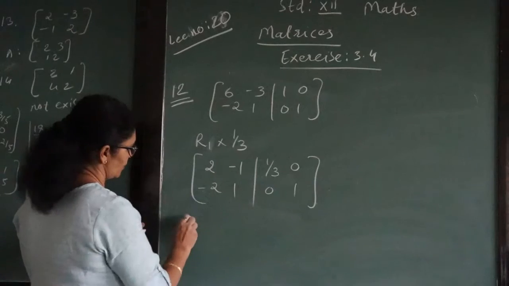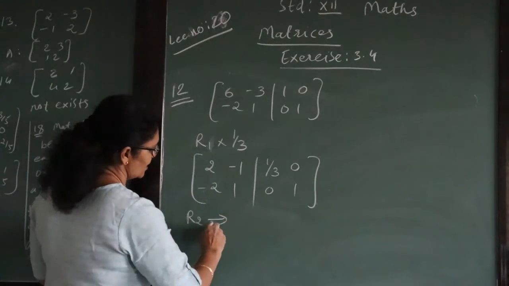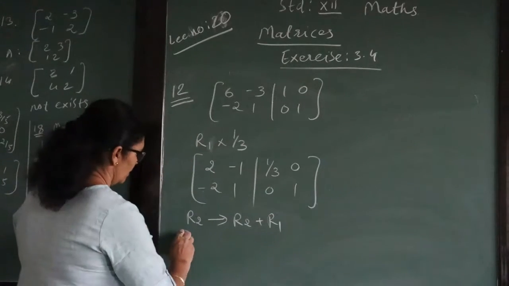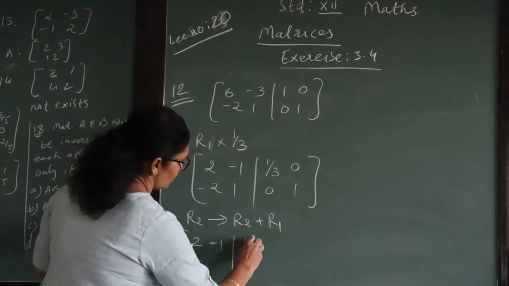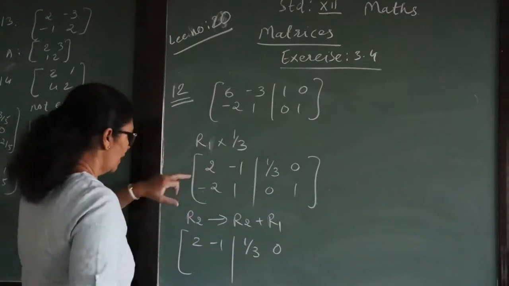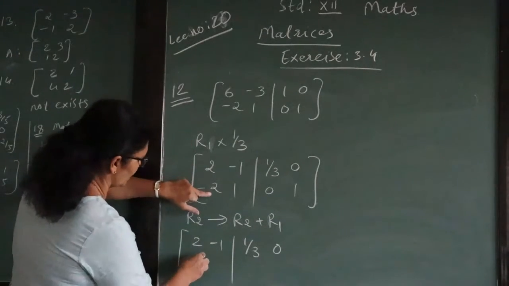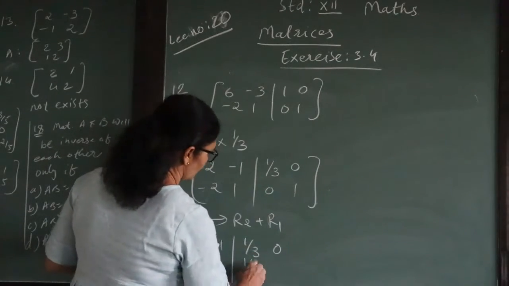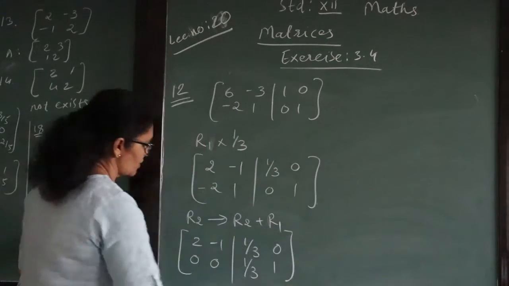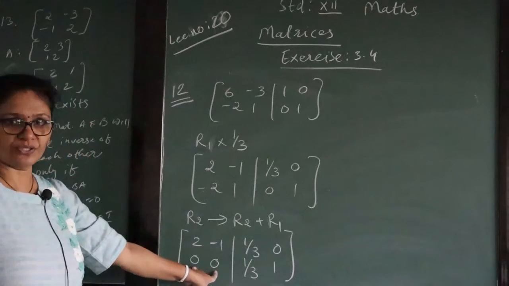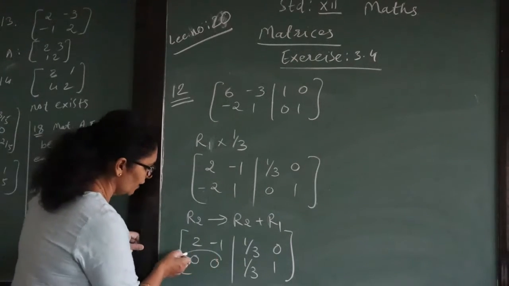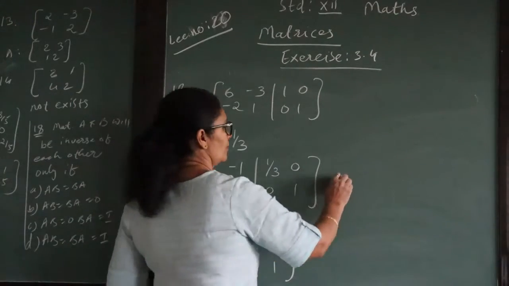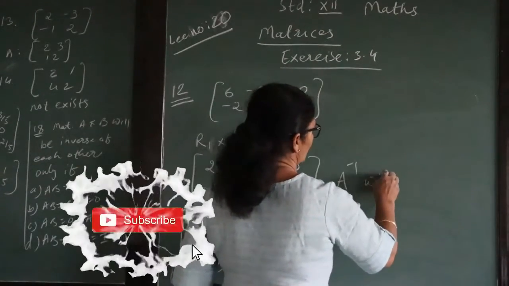Now, we want to make it 0. So we can make a change in R2, that R1 will be added here. So the first one as it is, 1 by 3, 0. Now, when you add -2 plus 2, you get 0, -1 plus 1 you get 0, 1 by 3 plus 0, 1, 1 by 3 and last 1. Now, you get both the 0. What is the meaning of it? If you get any row or column with both the terms 0, the inverse will not exist.